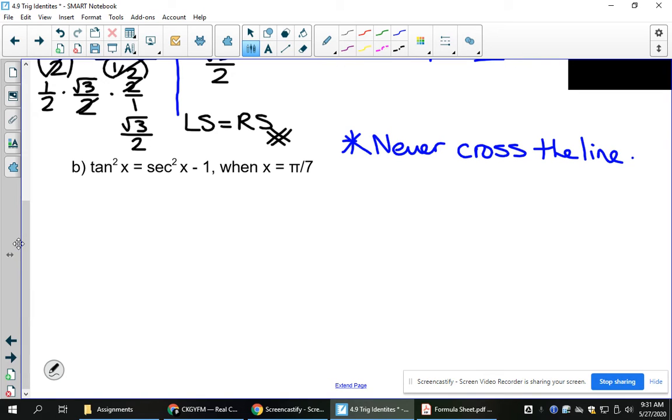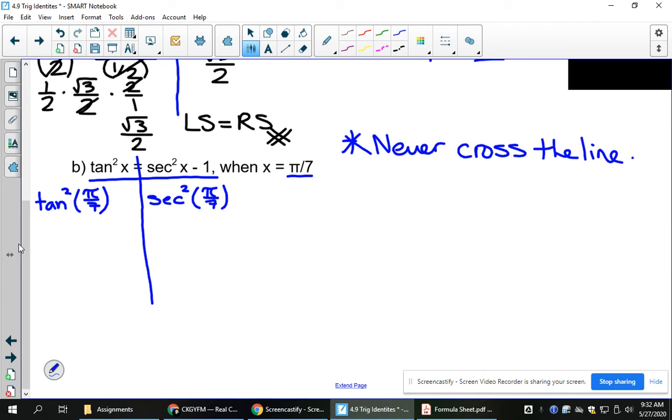Let's try again, this time with radians. So we've got to set up our T. Underline the question and draw your T through the equal sign. Tan squared x equals secant squared x minus 1. The first step when you're doing it numerically is just to sub the number in. So tan squared of pi by 7 and secant squared of pi by 7 minus 1.